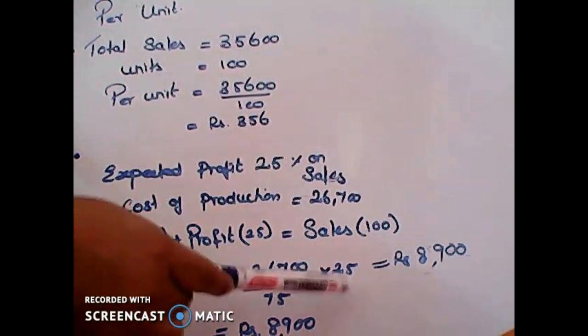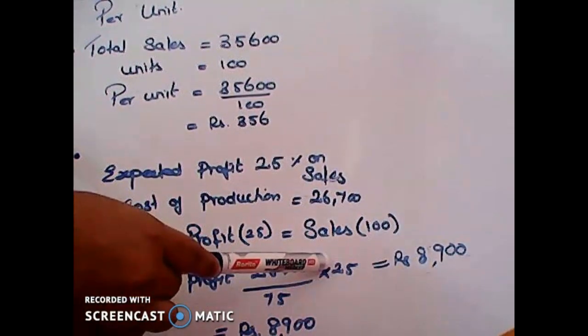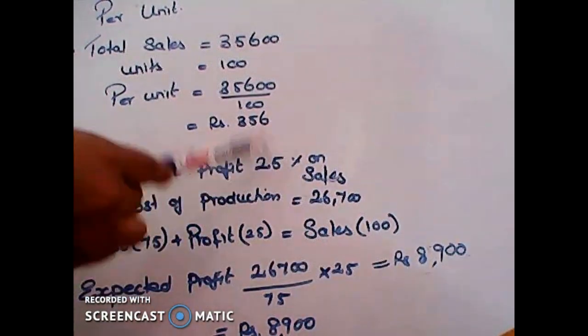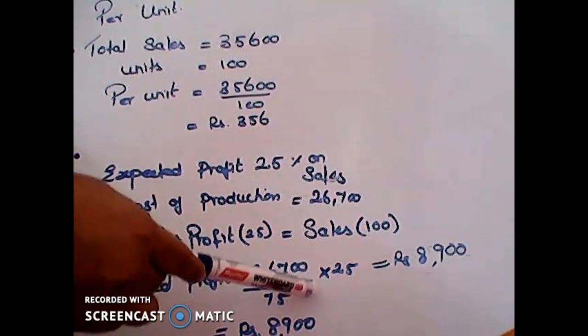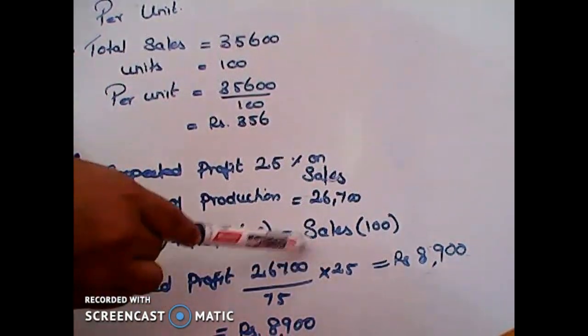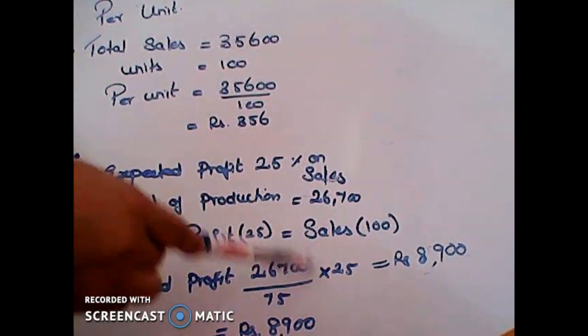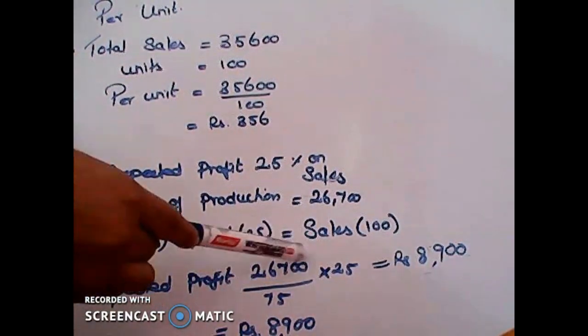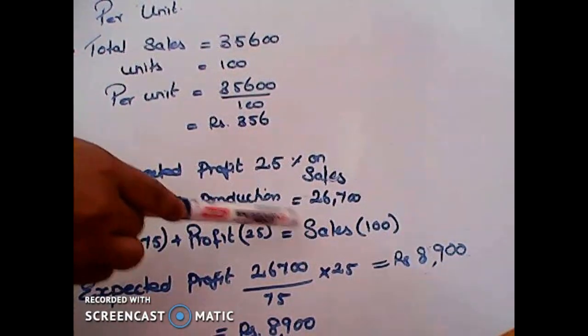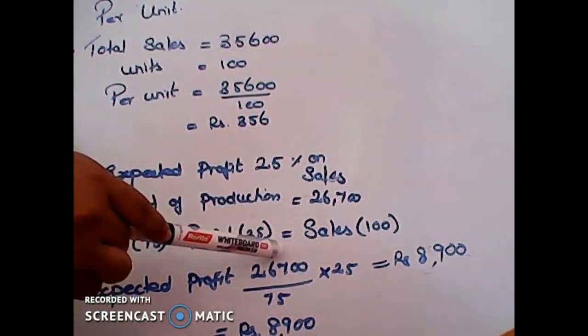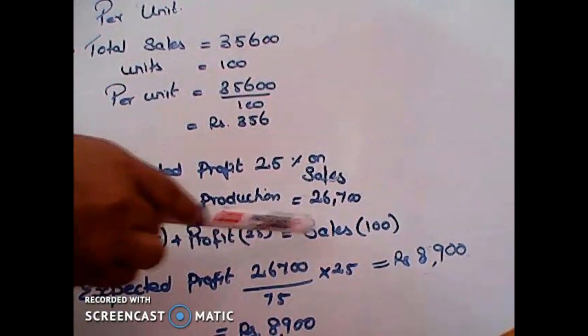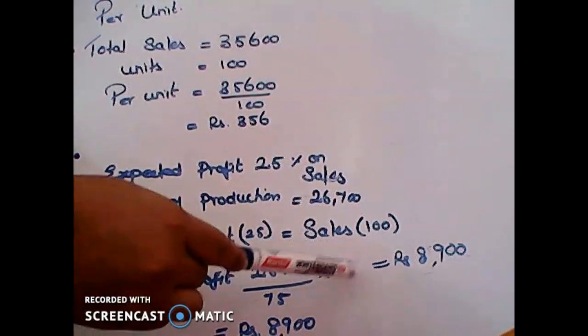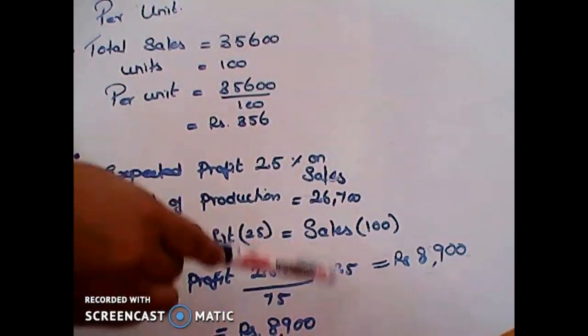We have to put this 8,900 in the place of profit in our format or in our cost sheet. In our cost sheet, after the total cost, we write profit, and after that we write total sales. So in the middle, between the total cost and the sales, the profit will appear. In the profit column, we have to write 8,900. After that we add and put the total sales.